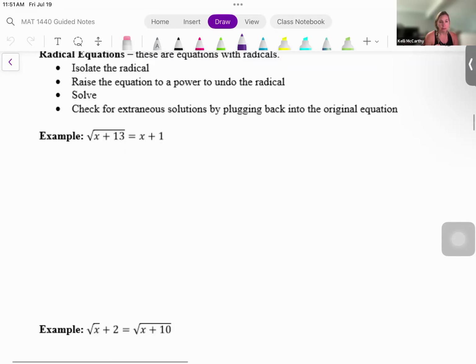The square root of x plus 13 equals x plus 1. So to undo the square root of x plus 13, we're going to square both sides. So on the left-hand side, now we just have x plus 13. And on the right-hand side, we're going to write out x plus 1 squared as x plus 1 times x plus 1. I always like to write that binomial twice to avoid the very common error of trying to distribute that square, that exponent. We have to FOIL this out.